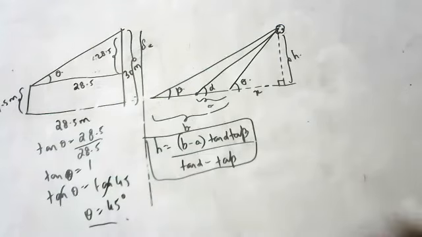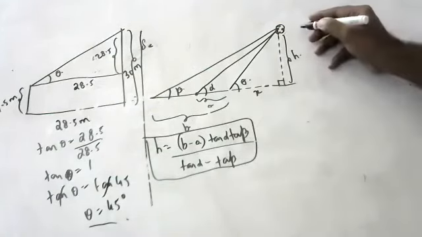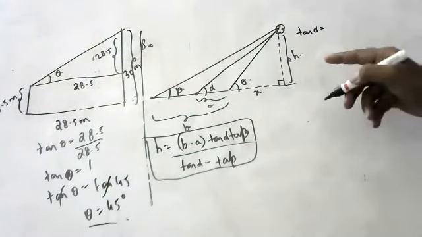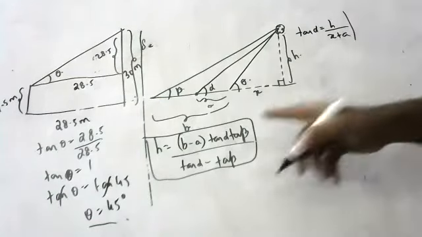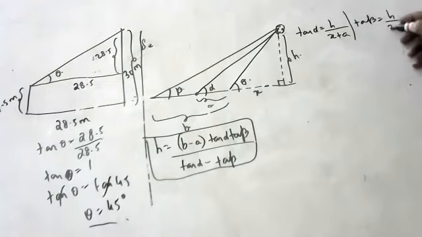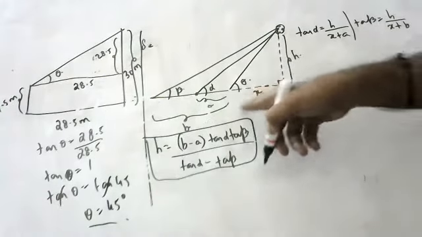Let's start, children. So, tan alpha. Can anyone help me? Tan alpha, children? H by X plus A. Can anyone help me? Tan beta, children? H by X plus B.